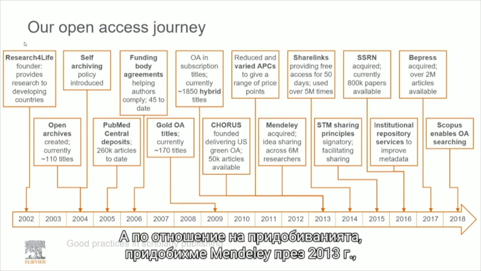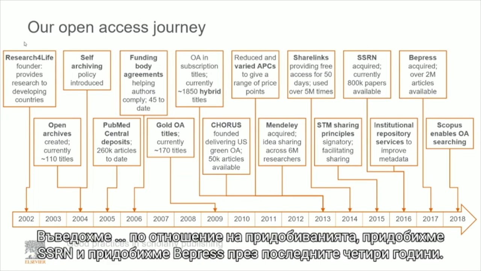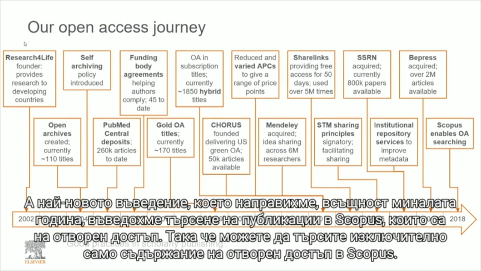And in terms of acquisitions, we acquired Mendeley in 2013, which allows researchers to share their work and collaborate better and easier. We also acquired SSRN and bePress. Over the past 4 years, it was quite a lot of shopping, so to say. Then the most recent introduction, last year, we introduced open access query search in Scopus, so we can search exclusively for open access content through Scopus.